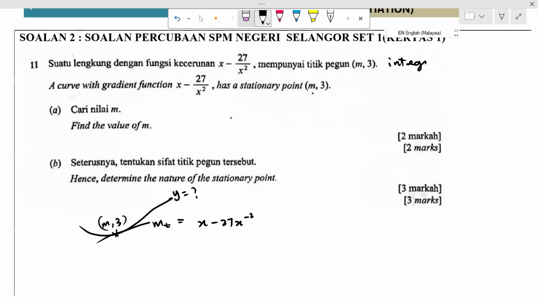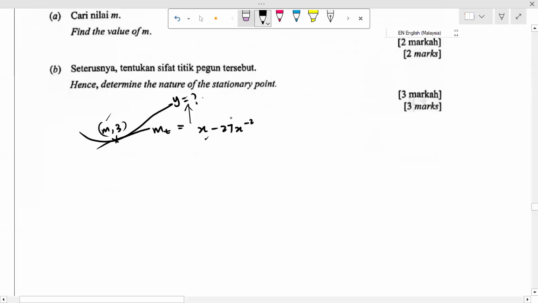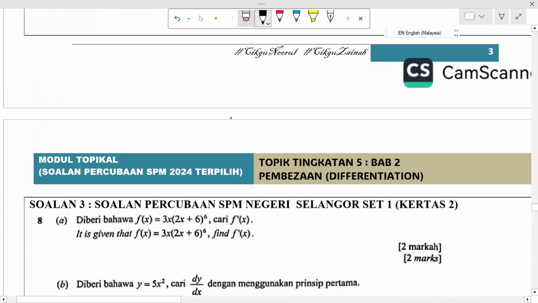So how do I use this when I have unknown here? I have sort of like known here and unknown here. So we have to go up, find the y first, then only we can substitute with the y value, then we can find m. So it's my fault here. This one should be an integration question. So skip, sorry, I've wasted your 5 minutes.